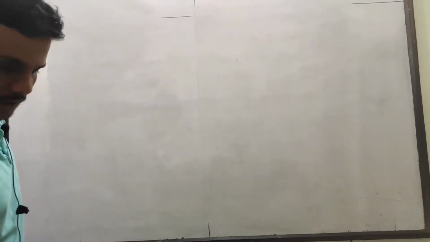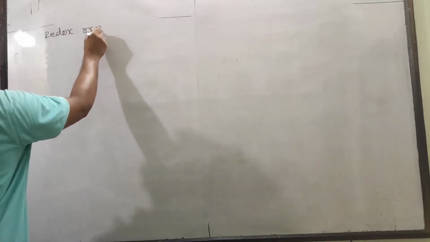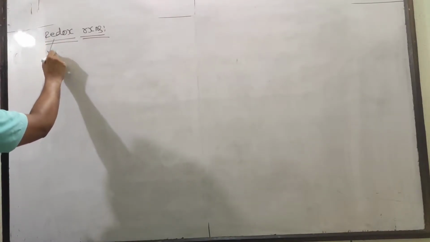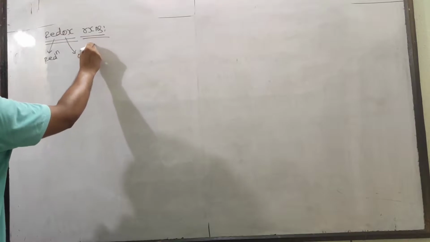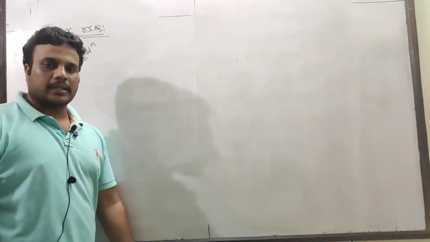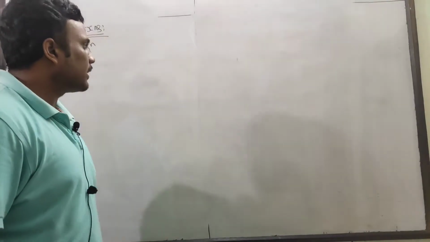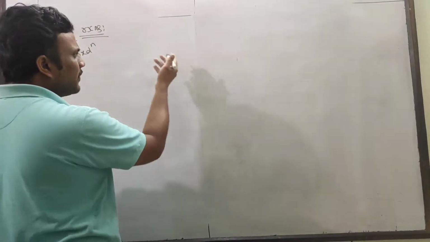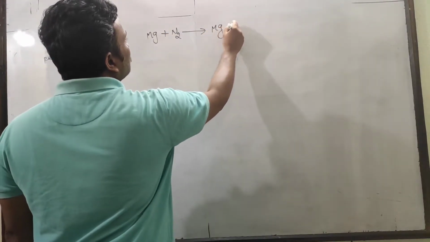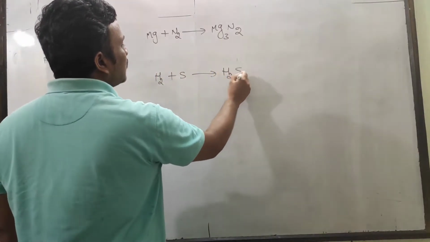So in some redox reactions, we know very well about redox reactions. What are redox reactions? Those reactions in which reduction and oxidation take place simultaneously. The combination of this is a redox reaction. So in redox reactions, I am taking some examples. Previous examples you can take, simple examples: magnesium and nitrogen, H2 plus S gives hydrogen sulfide.